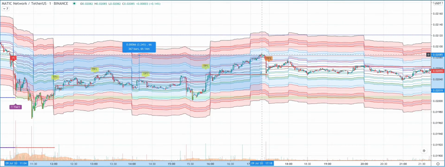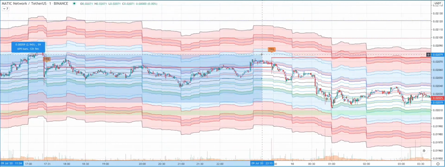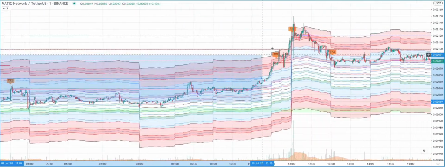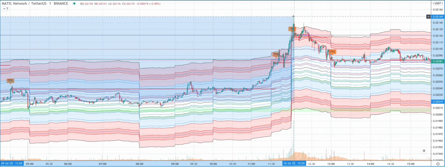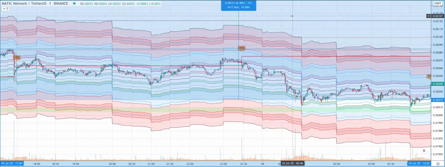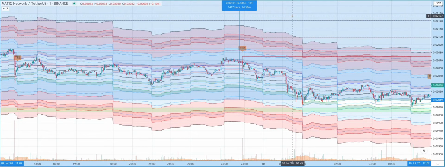In 6 hours and 14 minutes, we hit 3.24%. And wow. And we had a nice little pump here on the 10th, and that took it to 6.48%. So that was in 1 day and 58 minutes.